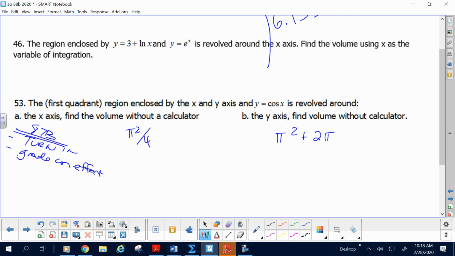87B is, then I do by the end of the day. 88, I won't have time to really, I haven't even put up the answers yet. So 88A is going to be due Monday. A and B due Monday.